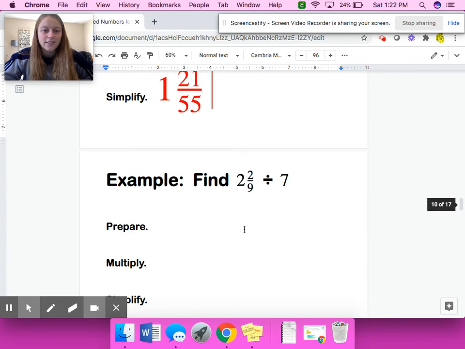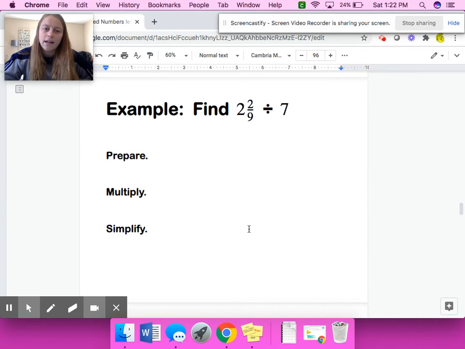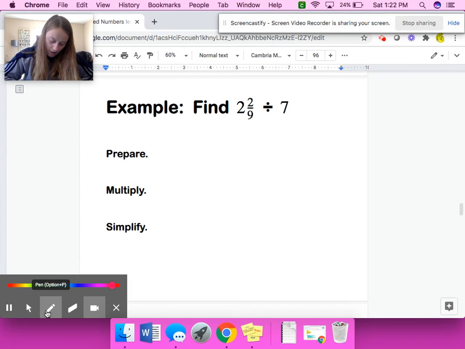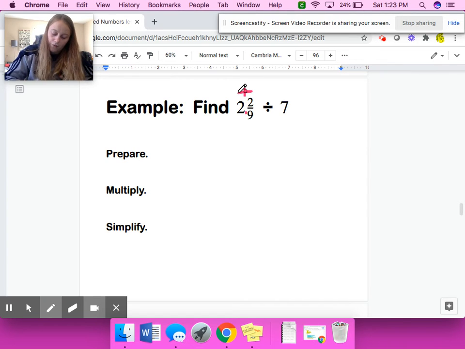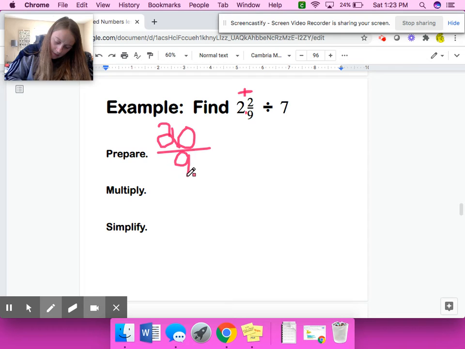Let's look at another example here. 2 2/9 divided by 7. First, I need to prepare my fraction, 2 2/9. So I need to multiply and add, changing this guy to an improper fraction. So 9 times 2 is 18 plus 2 is 20, keeping my denominator the same. Divide by, I need to prepare this 7 as well by putting it over a 1.